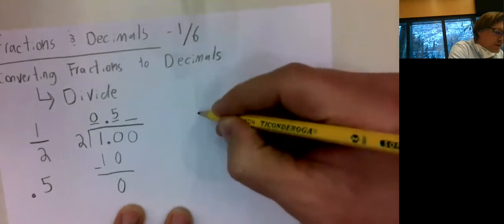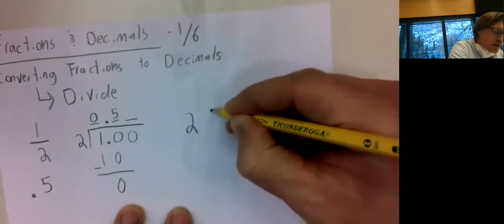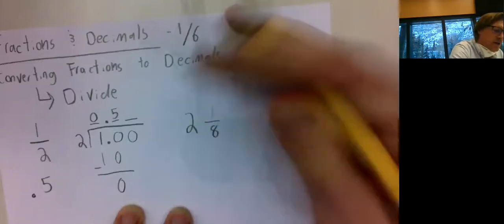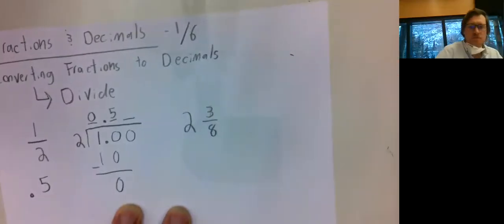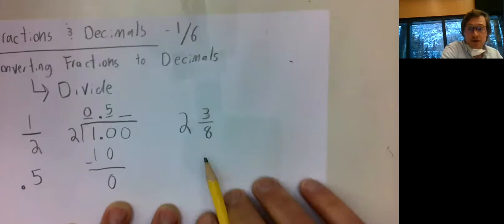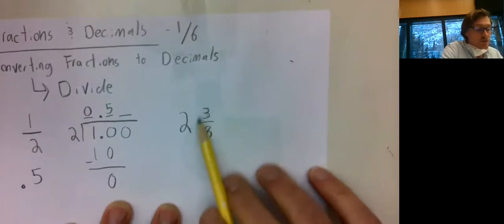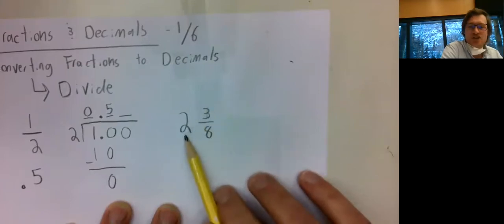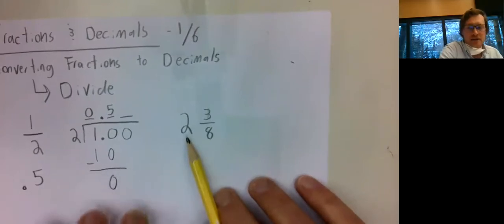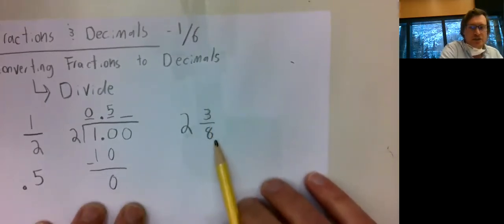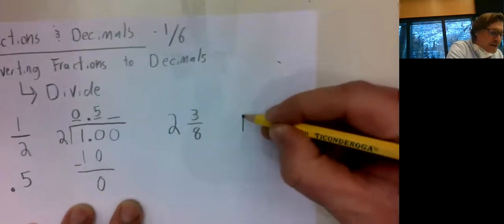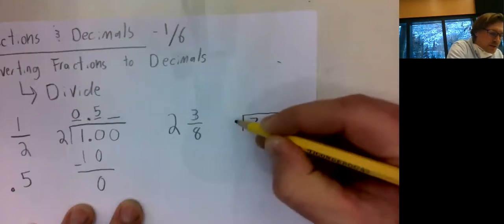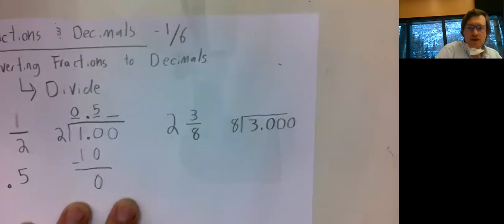Let's do 2 3/8. Okay, so we have a mixed number here. So for now, we're just basically trying to convert this fraction, 3/8, into a decimal. We can set that 2 aside for now, and we'll bring it back at the end of the problem. So I need to turn 3/8 into a decimal, and I do that by dividing. So the 3 is going inside the box. Now I'm going to add a few zeros because I think I'm going to need them.